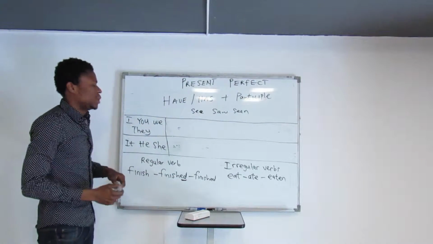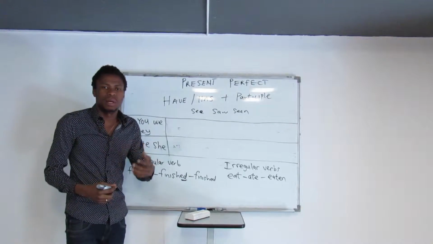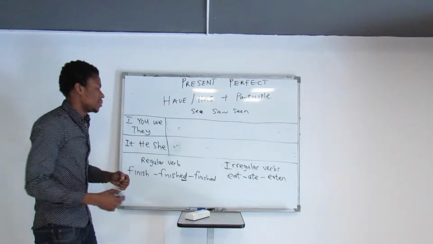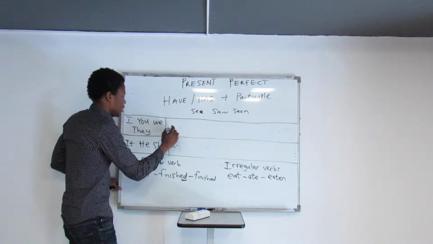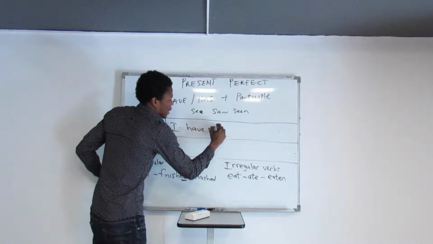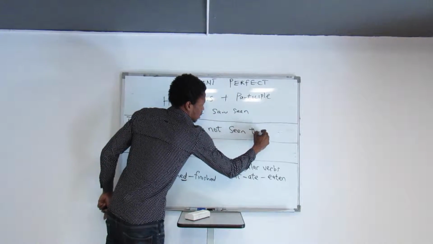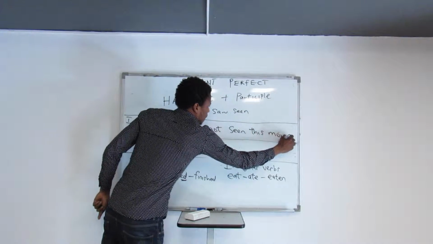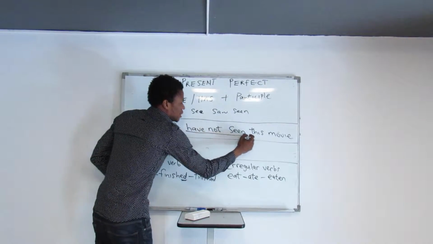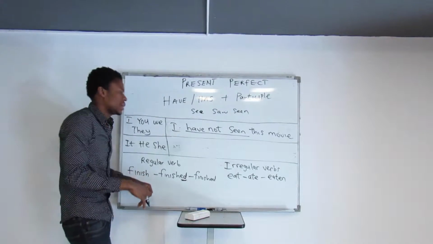Now when we have present perfect and we want to talk about negatives, it means we talk about something that is not positive, right? So let's take an example so you would understand right now. I have not seen this movie. It means this is a negative statement because we have not seen.